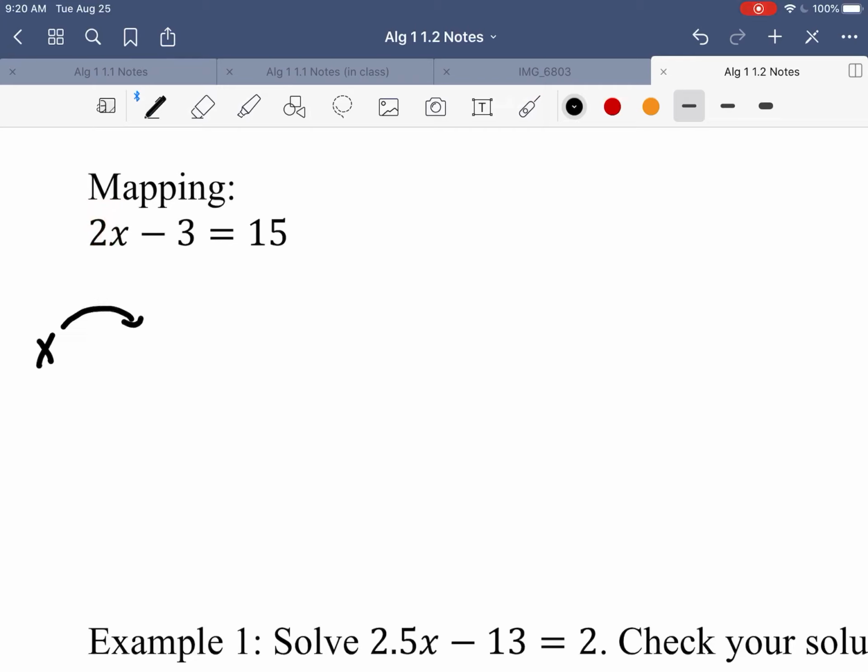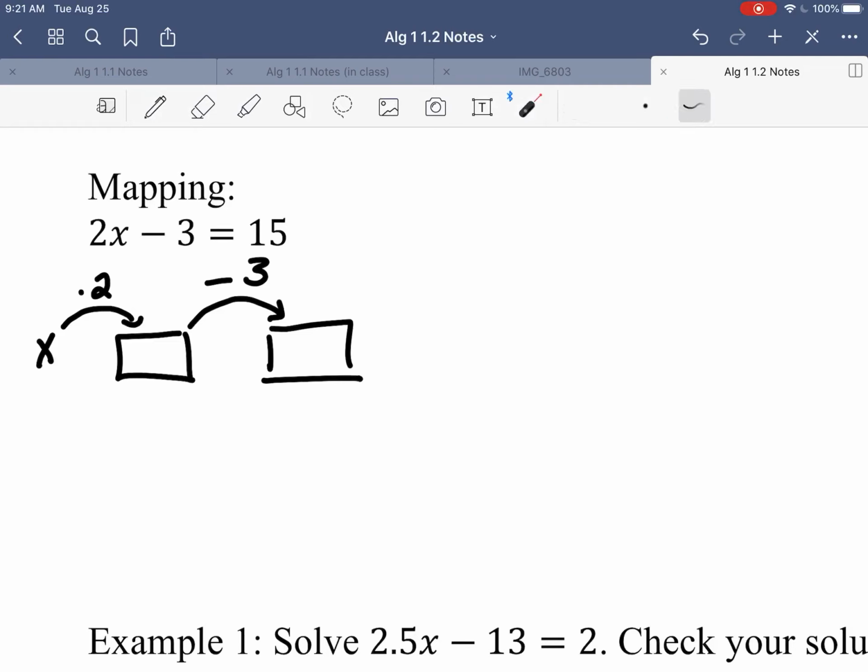So I'm going to draw an arrow over, and first I'm going to multiply by 2, and I get something out. I have no idea what I get out because I don't know what x is, but I'll take whatever x is and multiply it by 2. After I'm done multiplying by 2, then we want to subtract 3. That's what I would do next using order of operations. So I take whatever I have in that box and subtract 3 from it. Then I get my final answer, which we know should be 15. So inside this box needs to be a 15.